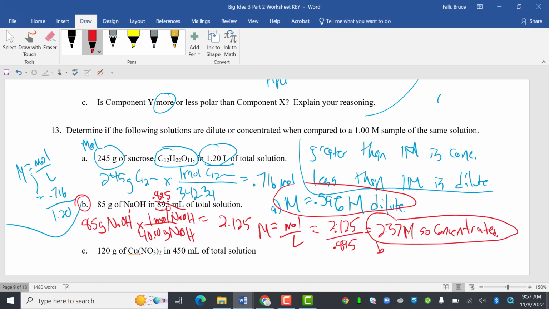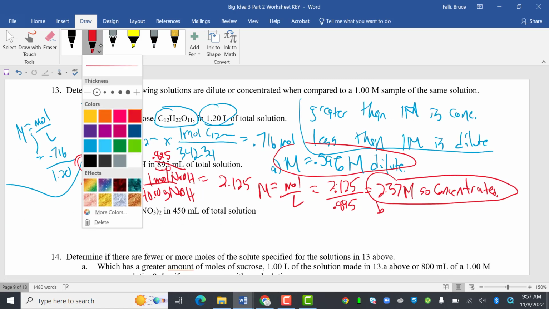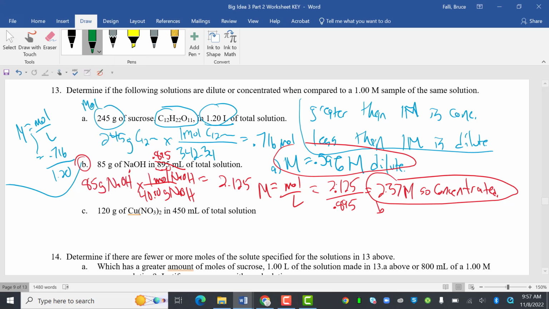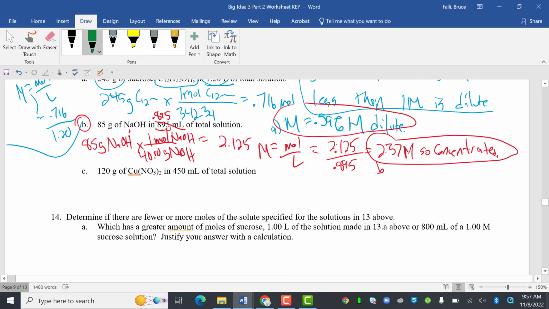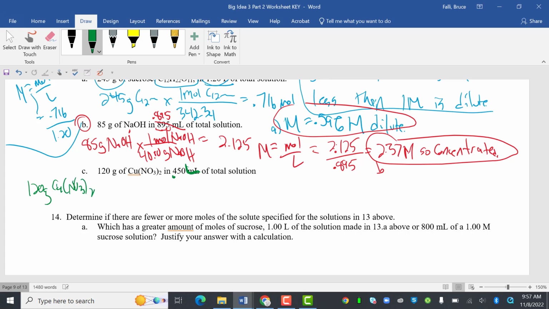This is B. C. All right, 120 grams of copper nitrate and 1.45, so right away change that to 0.45 liters so I don't forget. So 120 grams of Cu(NO3)2, that's a U.